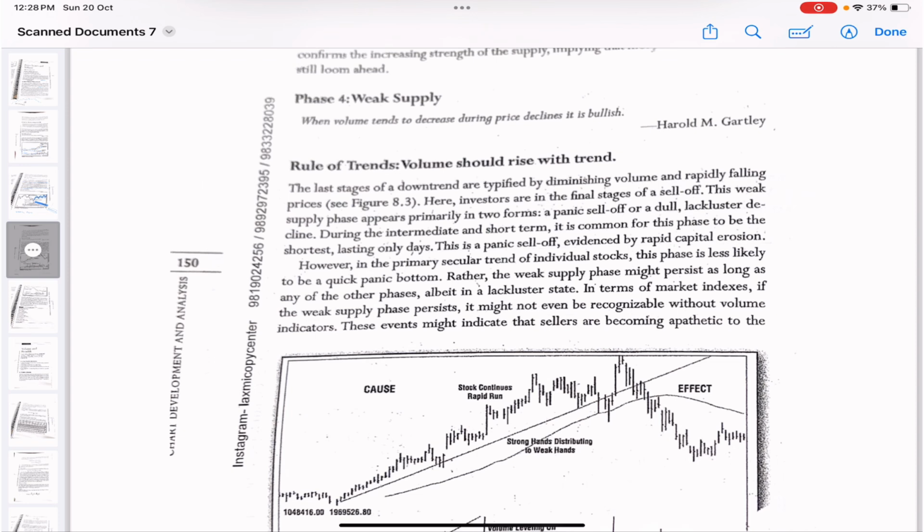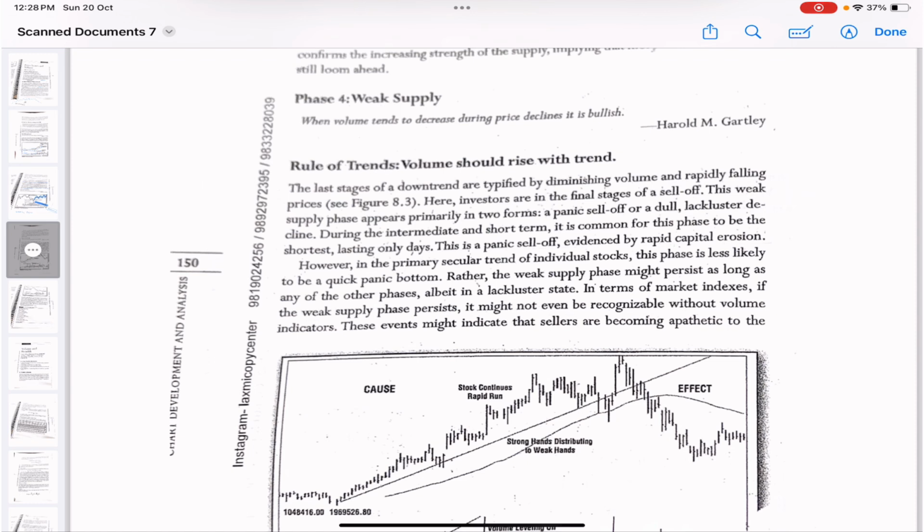Now, let's talk about the last one, which is a weak supply. Again, what is a weak supply? That means that the sellers or the selling pressure is now reducing in the market, and the downtrend is now becoming weaker, and that can mean that the price again might start going up and the direction might change. That is what is known as weak supply. The last stages of downtrend are typified by diminishing volume and rapidly falling prices.